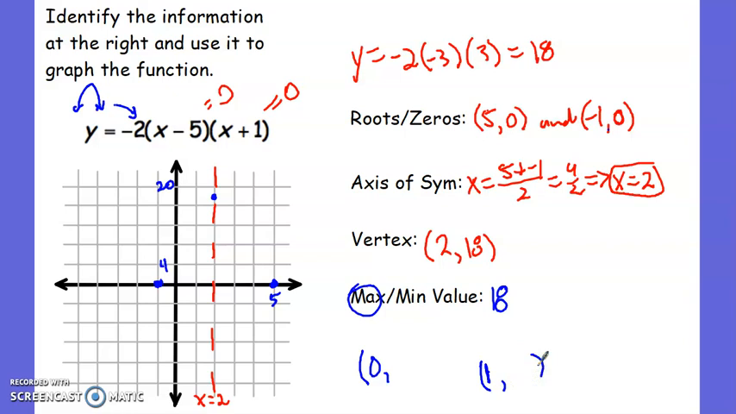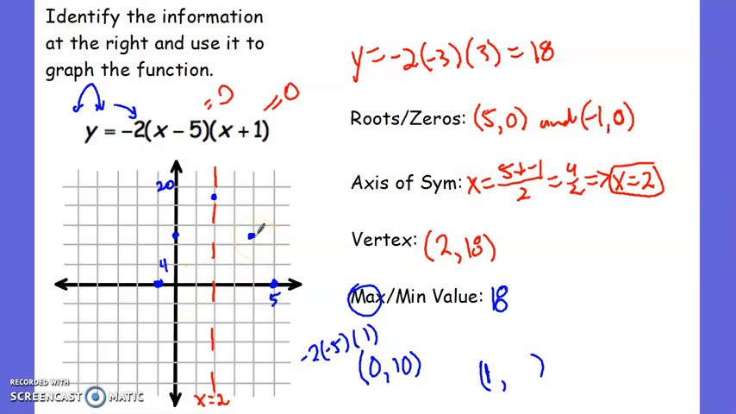So when x is 0, and this is going to be a little bit of work because we're not in standard form, that means that this is negative 2 times 0 minus 5 times 0 plus 1, and we're going to end up with 10. So at 0, we're at 4, 8, 10. And again, that's 2 lines from my axis of symmetry, so I should have another point over here at 4, 10.